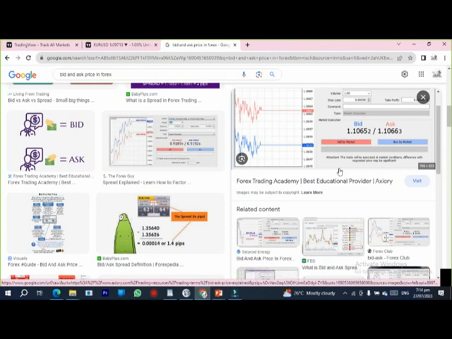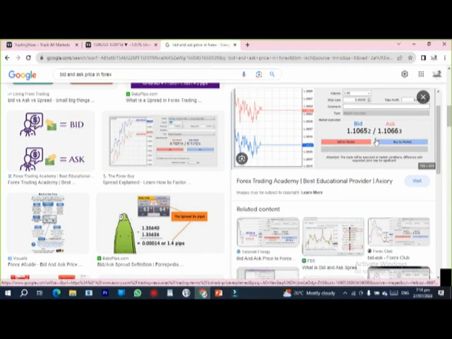Looking here, we learned about pip calculation. Comparing these two, the difference should be just 1. That is 1 pip. We have some pipettes on it, but let's forget about the pipettes and focus only on the pip. So we have a 1 pip movement here, and that becomes our spread.